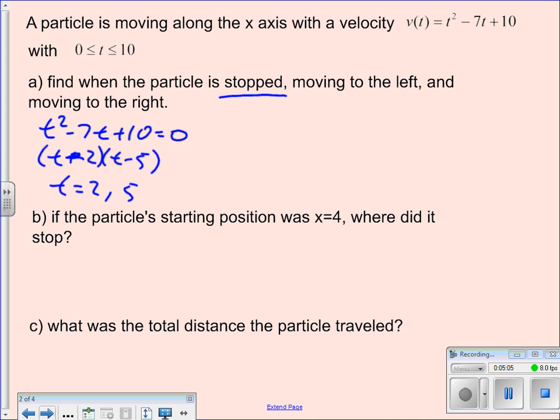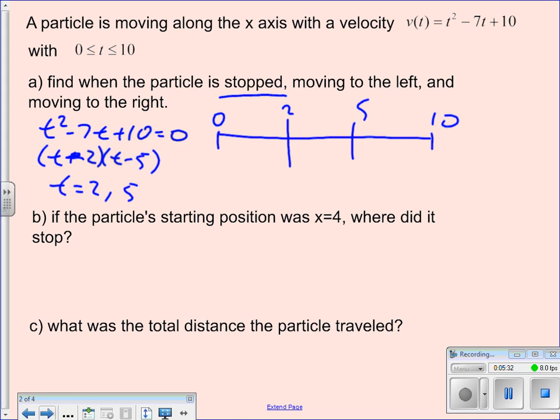It's moving to the left when the velocity is negative, moving to the right when the velocity is positive. Here's what you want to do. Set up a little sign chart. That's the easiest thing to do. This is the easiest way to do it. And plug it into the original equation and figure out when the velocity is positive and negative. Just pick a point in between.